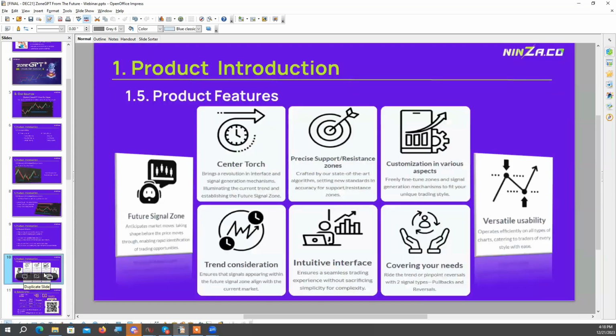So, all these components: the torch, the zones, trading with the trend, trading against the trend, and ways to customize and adjust how the zones are created. That's important because, for example, it's difficult to compare the Nasdaq to the S&P. The Nasdaq is a much wilder market than the S&P. So you would need different parameters for the Nasdaq as compared to the S&P. That makes sense.